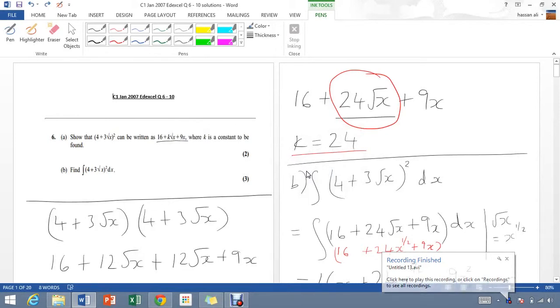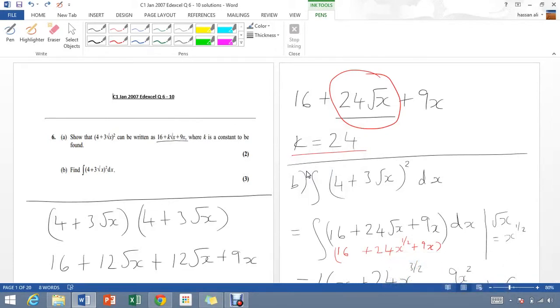Okay, in this video we'll be looking at C1 January 2007 Edexcel, questions 6 to 10. The first question, question 6, is asking you to expand (4 + 3√x) squared. It tells you how it wants to be written, but also wants you to find the value of k. So a simple step of just expanding the bracket.